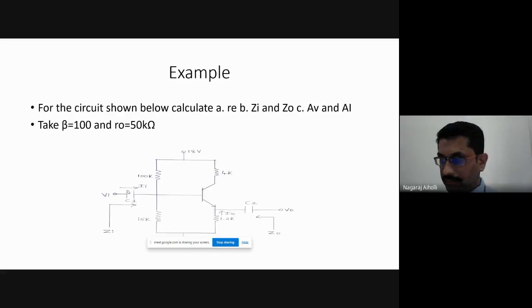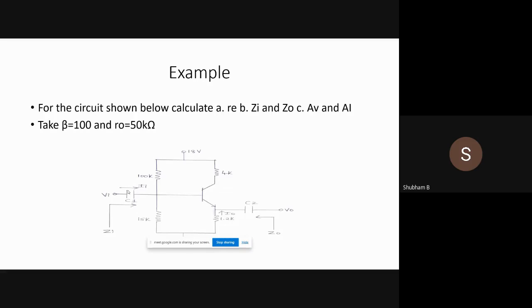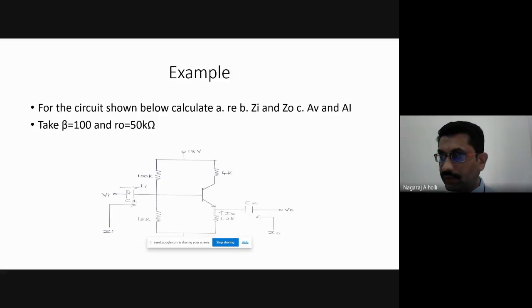How much are you getting for the IB value? 12.27. Correct, 12.2747 microampere.